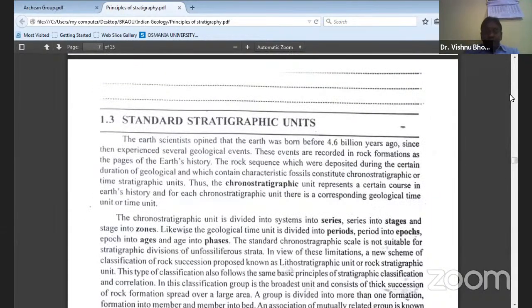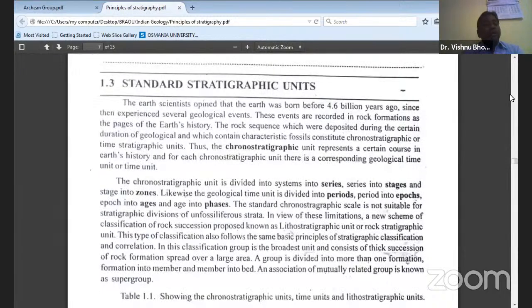It's related to the standard stratigraphic units. Actually, we know that scientists opined the Earth was formed around 4.6 billion years back, and these events or rock formations are pages of the Earth's history. And also the chronostratigraphic gives clear information on Earth's age and Earth's history, and it also corresponds to the geological time.